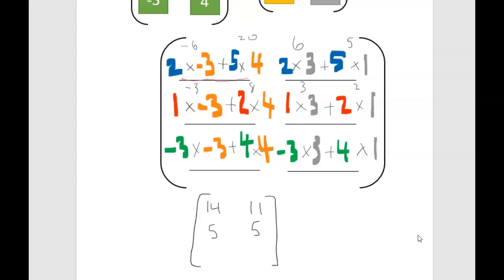And then we've got -3 times -3 is +9. Just be careful with your positives. 4 times 4 is 16. So 9 plus 16 is 25. And then -3 times 3 is -9, and 4 times 1 is 4. So we're going to have here -5. So you can see we've got our 3 by 2 product matrix. And that is how you multiply. And I might just put in an equal sign here.